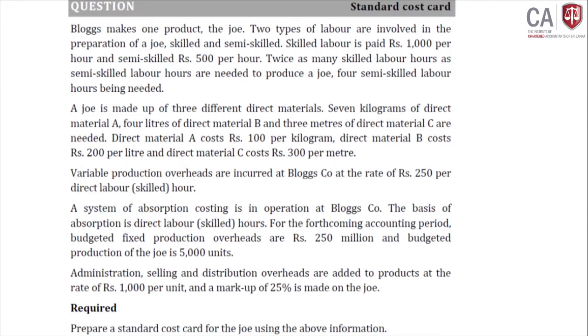Twice as many skilled labor hours as semi-skilled labor hours are needed to produce joy. 4 semi-skilled hours. 4 semi-skill තියෙනවා. මේ වගේ twice only skill labor hours. ඒකනේ කියන්නේ මේනේ. බලන්න. Twice as many skill labor hours as semi-skill labor hours are needed to produce joy. 4 semi-skill labor hours are needed. Here 8,000, 2,000. Total labor cost 10,000. Right? Fine.